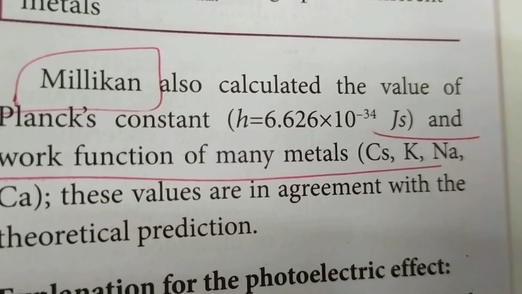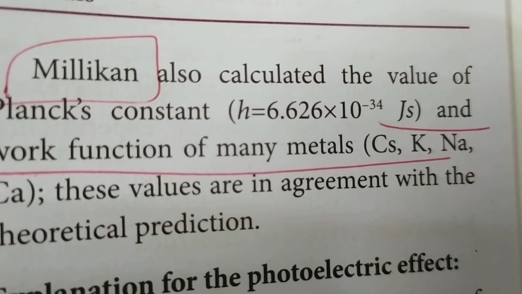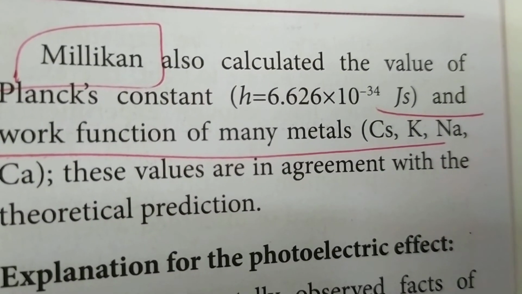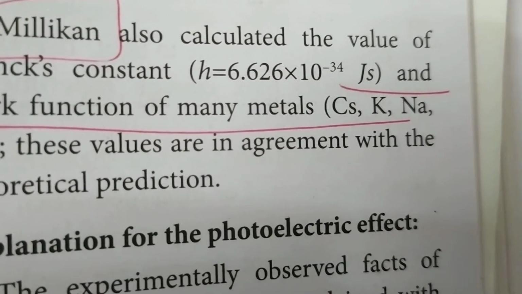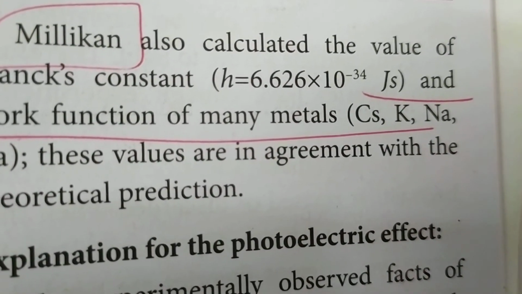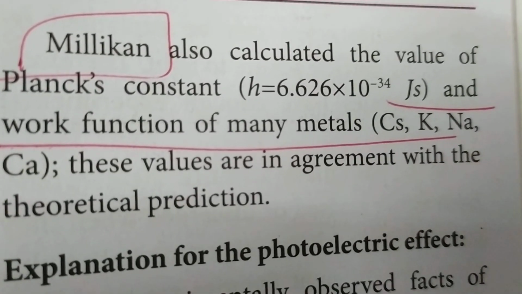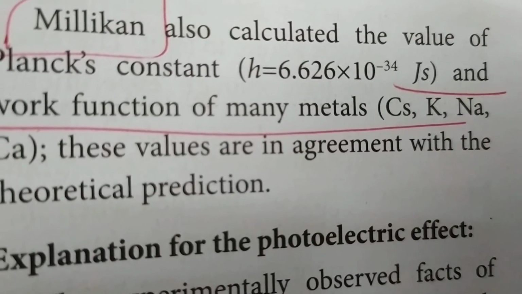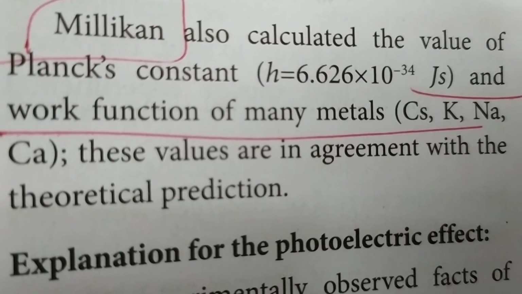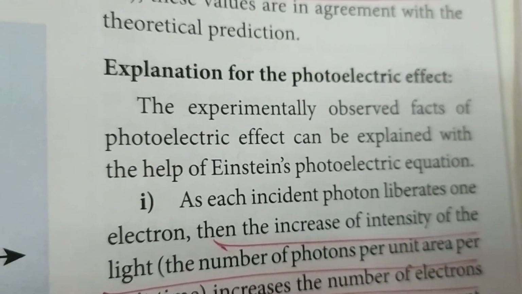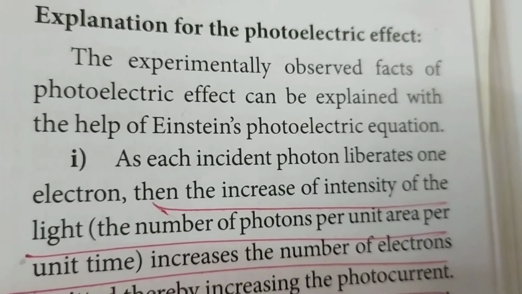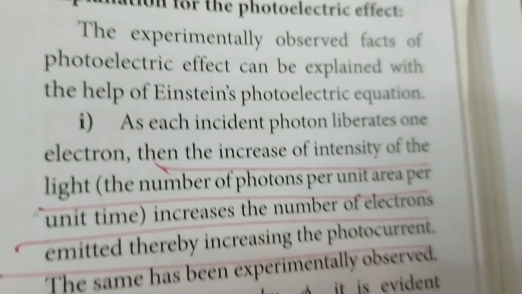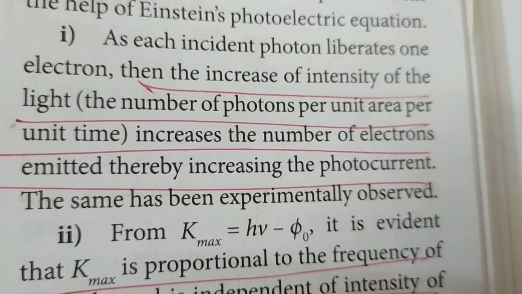Millikan calculated the value of Planck's constant, that is 6.626 into 10 power minus 34 joule second. He also calculated the work function of many metals, that is cesium, sodium, potassium and calcium. For these metals he found the work function, and you know the work function is the minimum amount of energy required to release the electron. And next we are going to see the explanation of the photoelectric effect on the basis of Einstein's photoelectric equation.